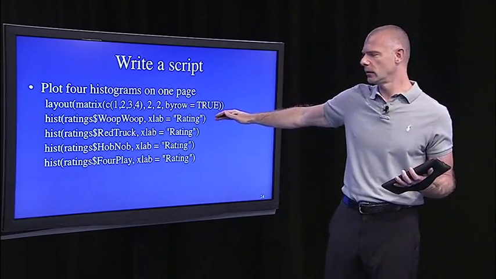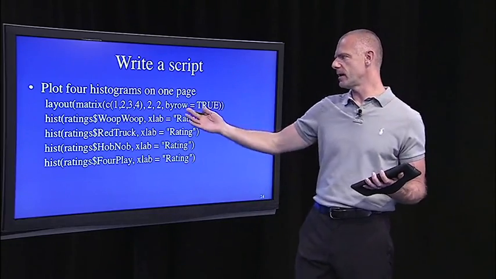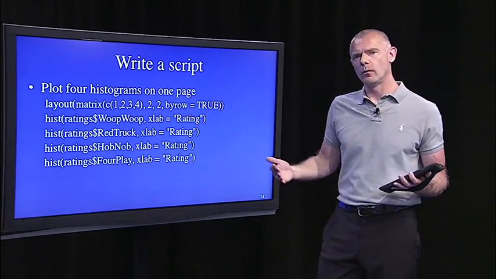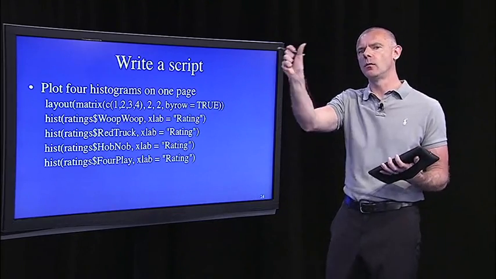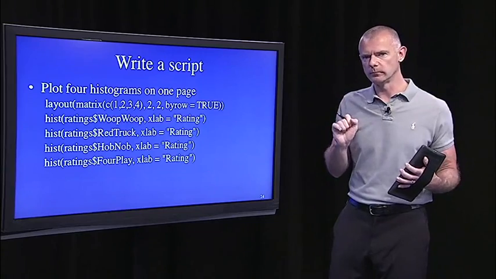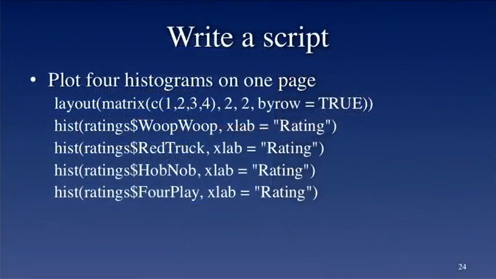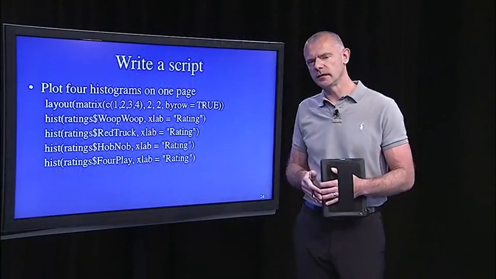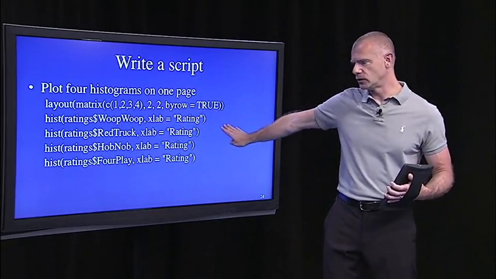Once I set that layout, then I just plot my 4 histograms. So hist, ratings, $, Whoop Whoop. What that says is go to the ratings data frame and $ picks out one of the columns in the ratings data frame. I want to pick out the Whoop Whoop column. And I got a little fancy here. I labeled the x-axis. If you do help open parentheses hist close parentheses, it will show you all the options available to you after just plotting the ratings.